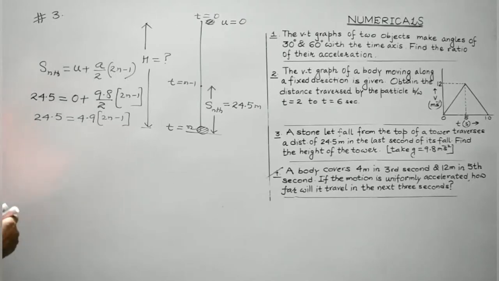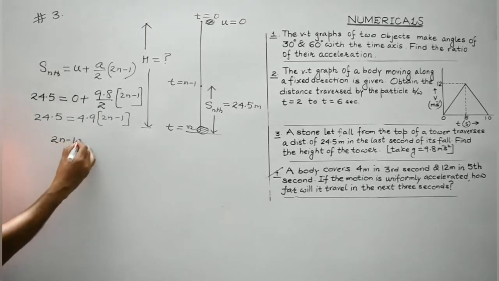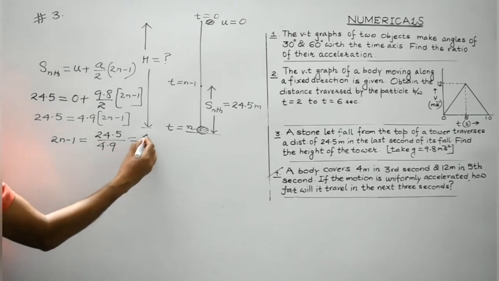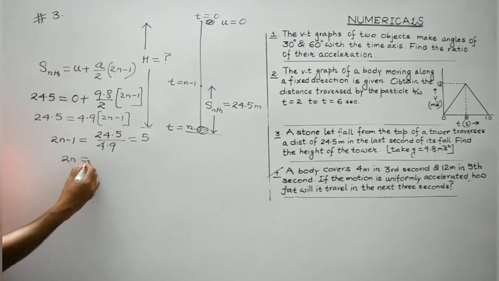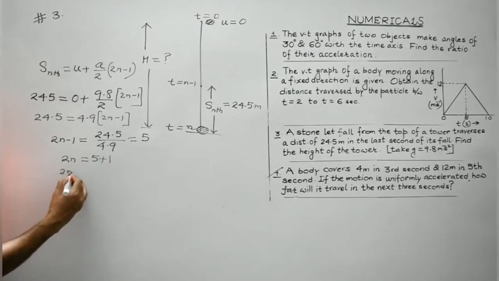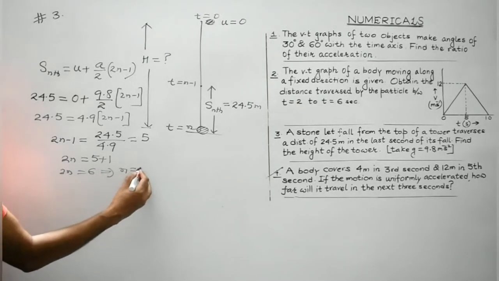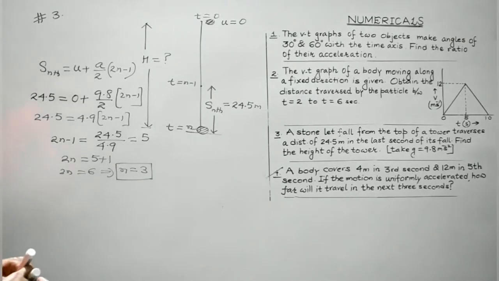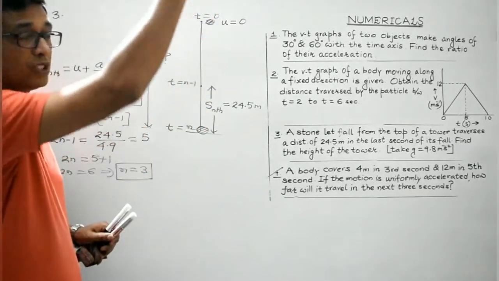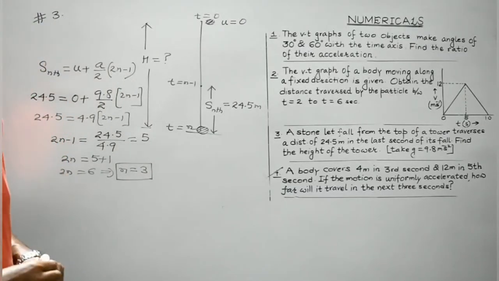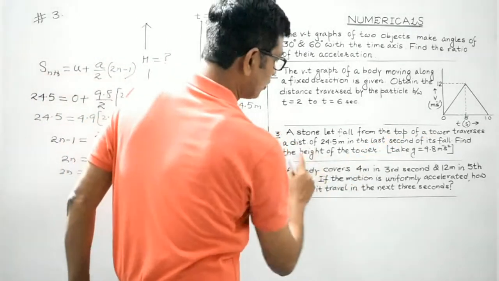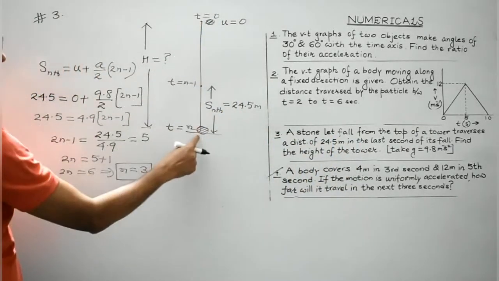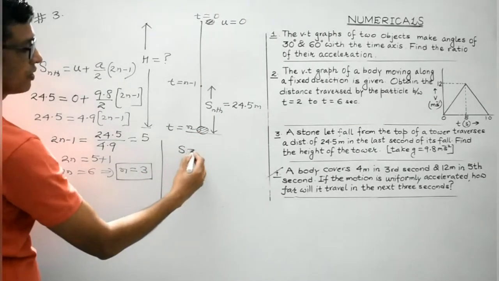Or students, we can write 2n minus 1 is equal to 24.5 divided by 4.9. So it will be equal to 5. So 2n is equal to 5 plus 1. So 2n is equal to 6, which implies that n is equal to 3. So the total time taken by the body to reach the ground from the top of the tower is 3 seconds. Now what we are supposed to do is find out the height of the tower. For the height of the tower, we have to consider the motion from this point to this point. So let's consider the second equation of motion.